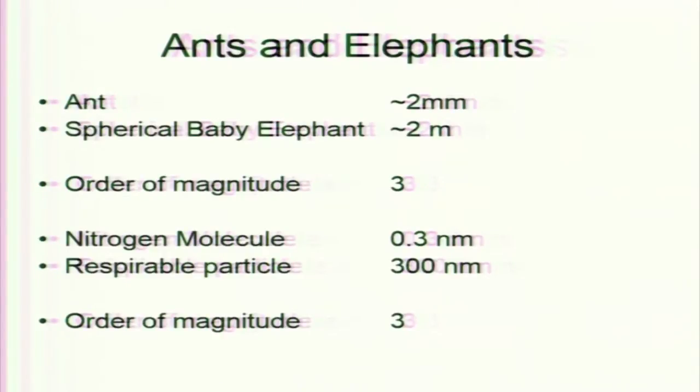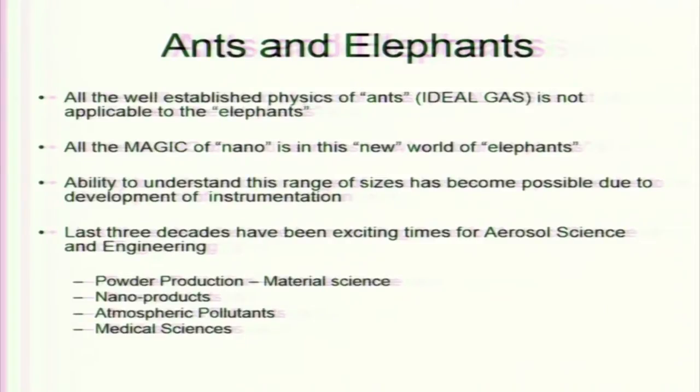Okay, so just to get scales: ant, 2 millimeters; spherical baby elephant is about 2 micrometers. So this is 3 orders of magnitude, right? Similarly, nitrogen molecule and respirable particle is also 3 orders of magnitude. Convinced, or should I keep talking? Okay, good, let's move on. All the well-established physics of ants, ideal gases, everybody knows ideal gases? Okay, all the principles, all the physics of ants is not applicable to the elephants.